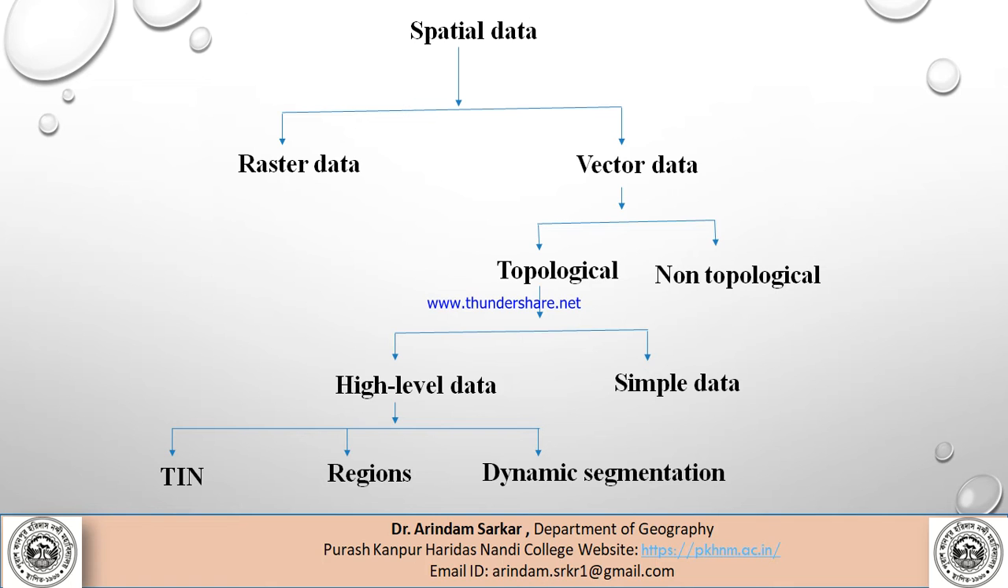Vector data is further classified into two, that is topological and non-topological data. There are two types of topological data, that is high level data and another one is simple data. High level topological data can be divided into three: one is scene, another one is region, and the third and last one is dynamic segmentation.